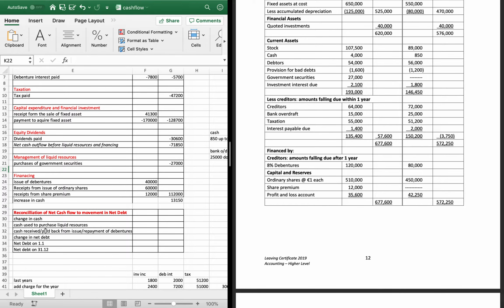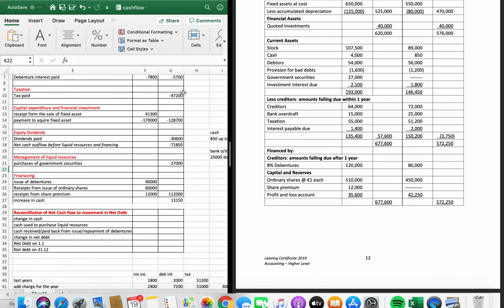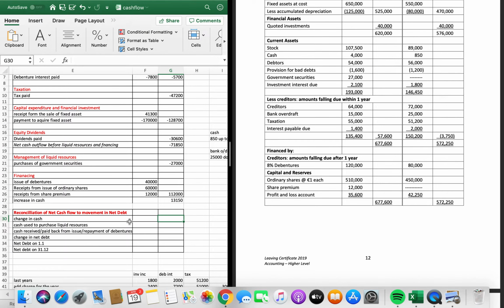Okay, the last thing is the movement in net debt. Now we start off with the cash flow, the change in cash, which is 13,150.